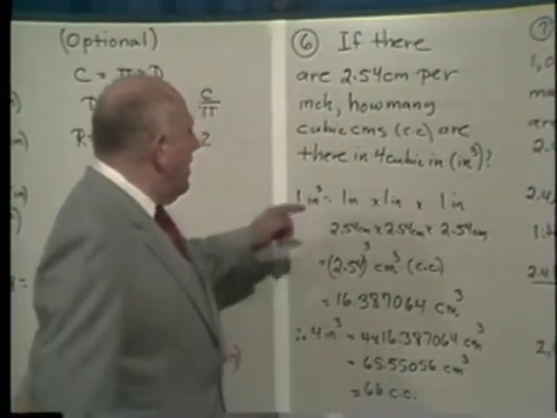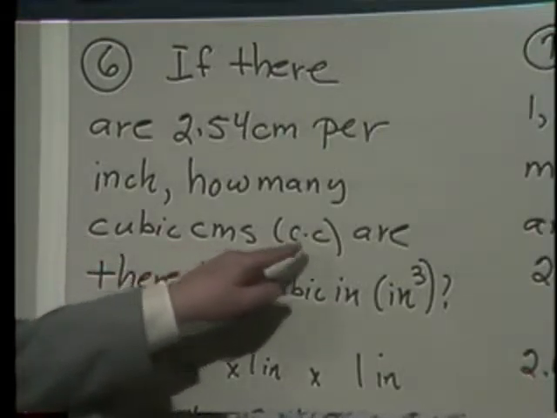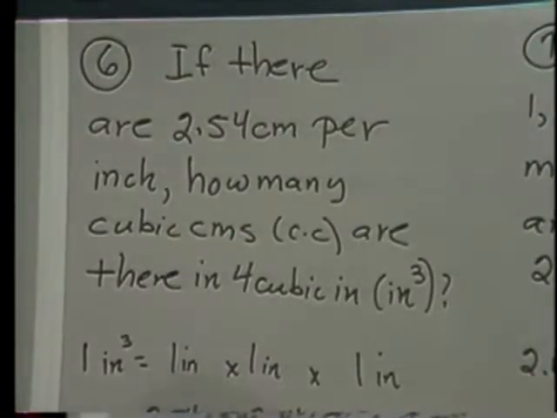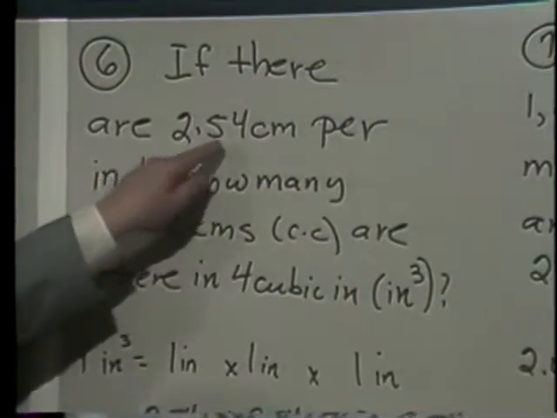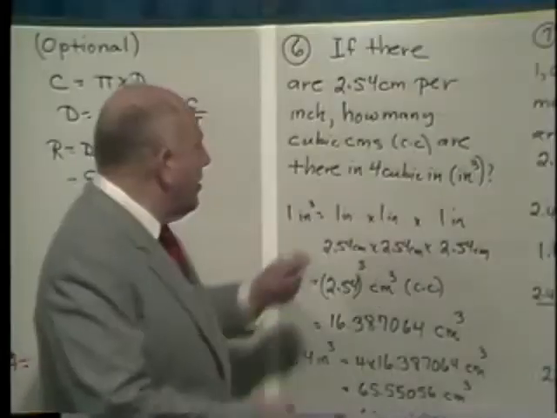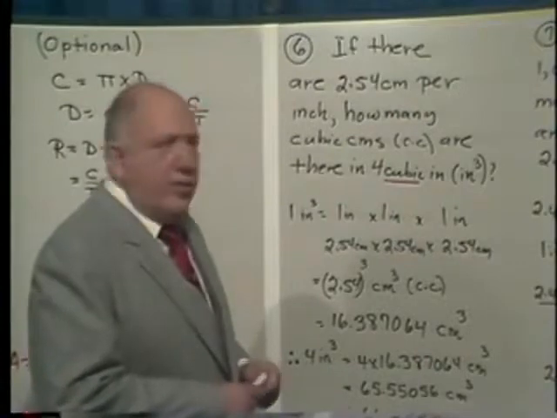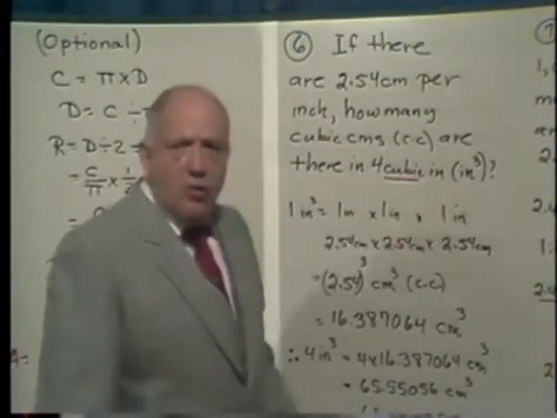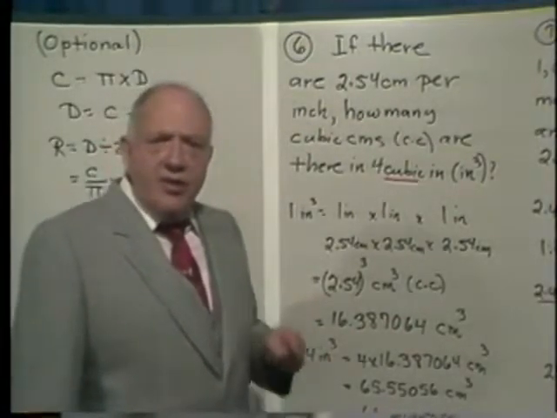So, for example, if there are 2.54 centimeters per inch, how many cubic centimeters, usually abbreviated cc's, are there in 4 cubic inches? I think you can guess the most common wrong answer that people give here. They say, okay, there's 2.54 of these in 1 inch, so in 4 inches there'll be 4 times that. Notice the key here, the word cubic. And cubic means to the 3rd power, cube. And that's why we write cubic inches as inch with a 3 on top of it. And that's to remind us that we want inches times inches times inches.